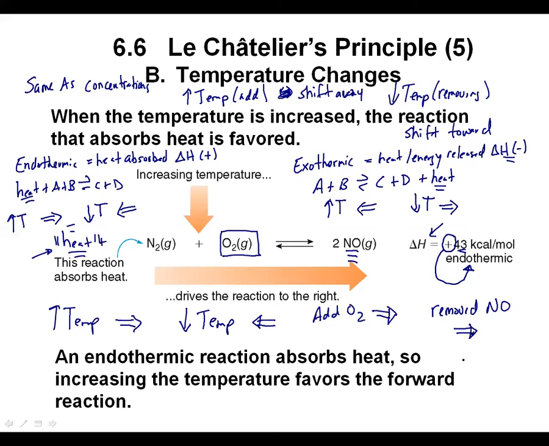So again, temperature works the same way. If you increase it, it goes away, or added. If you decrease it, it goes towards it. And really the most important thing to figure out when you're trying to determine temperature changes and equilibrium is what type of reaction you're dealing with. Is it exothermic or endothermic? Any questions on temperature there? And we're going to get to pressure and volume in just a second.